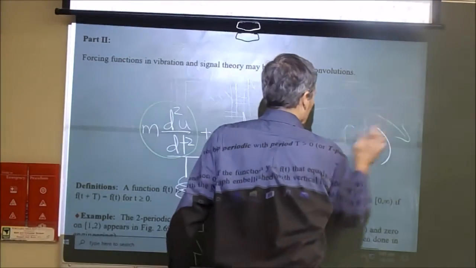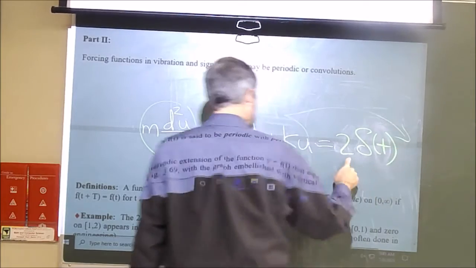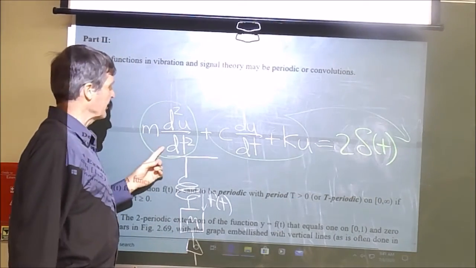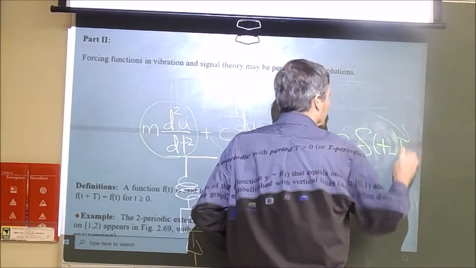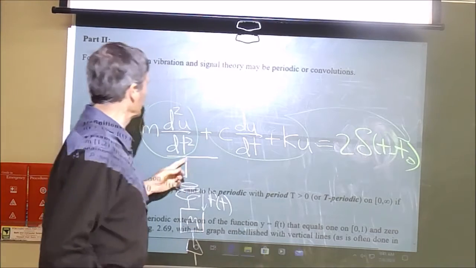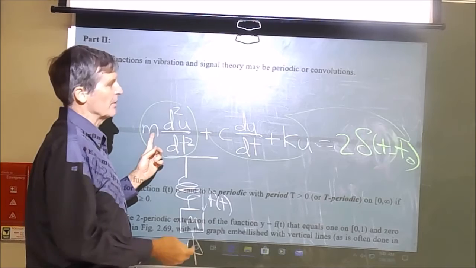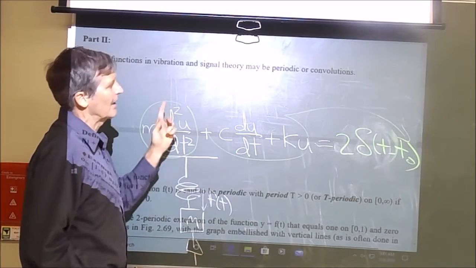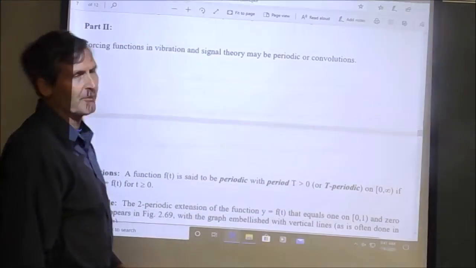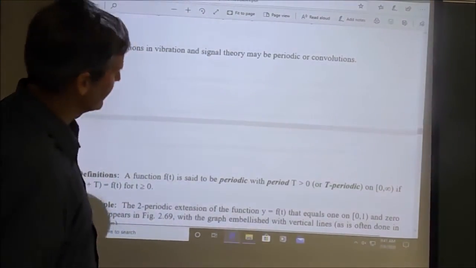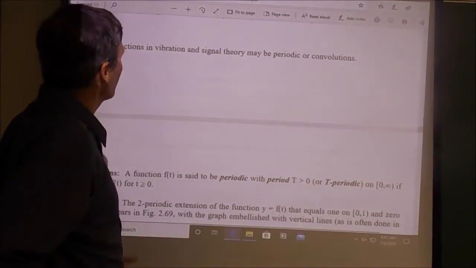If this is the Dirac delta function times something, so maybe it's 2 times delta of t over here, this imparts an instantaneous change of 2 units, delta of t minus t0, at t equals t0, to m d squared u dt squared. So it imparts a change in momentum, an impulse into the system of 2 units at that time. So we've been doing those kinds of functions, those and the step function. You could draw piecewise continuous functions with that as forcing functions. But you can have other kinds too.